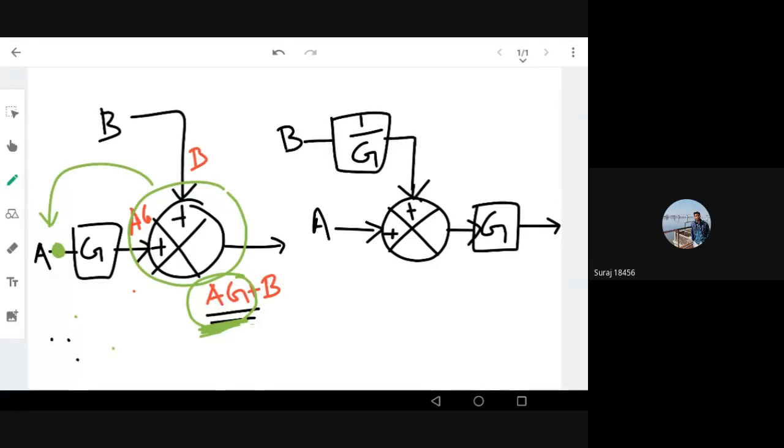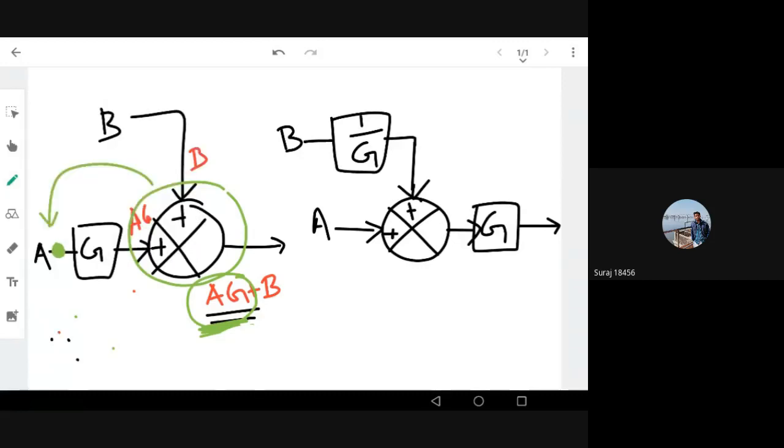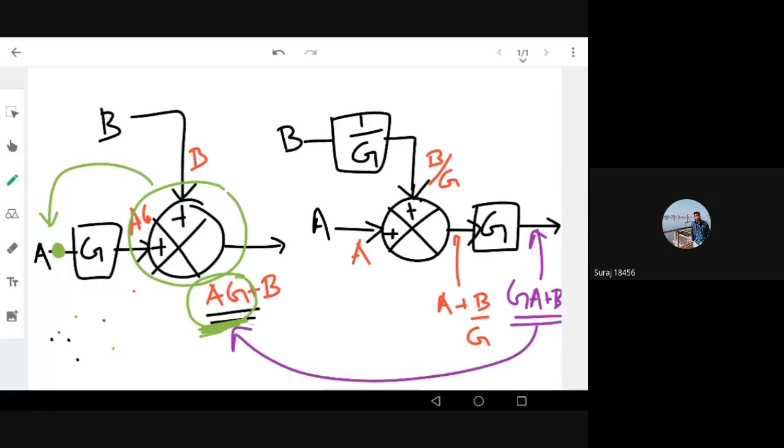Clear? So right now you can see if I add a 1 by G gain, my summing point will get the output B by G going to the summing block, and here A is going. So what will I get? A plus B by G in the output of my summing block. Now again it is going to the gain G, so the signal will be multiplied, and I'll get G into A plus B in the output, which is the same as my previous block diagram.